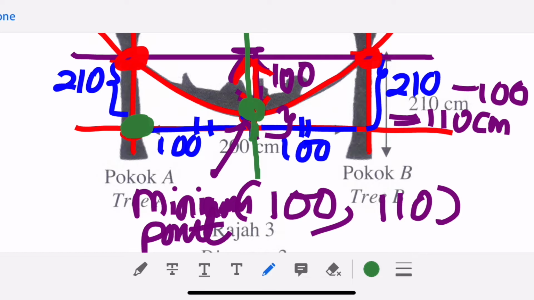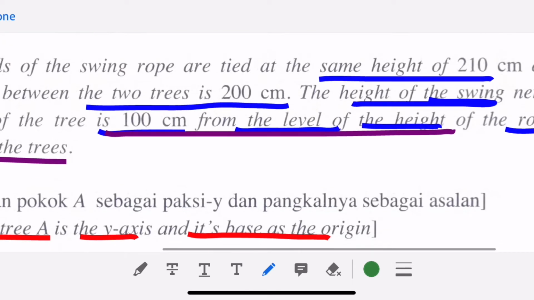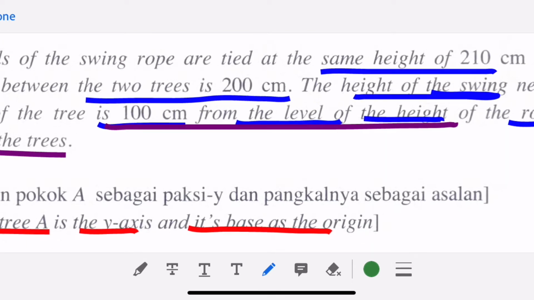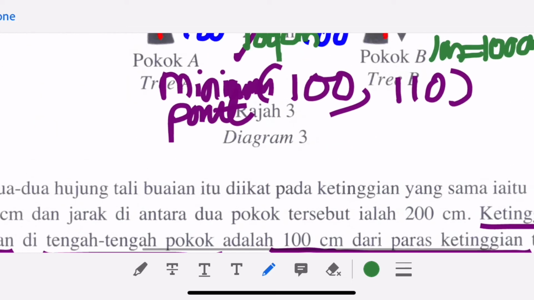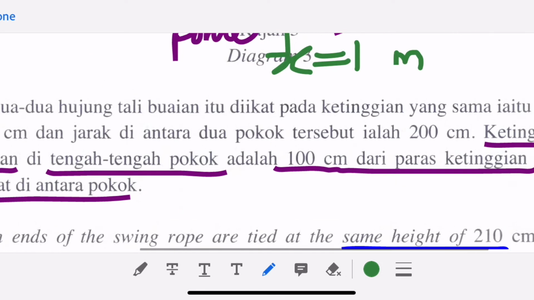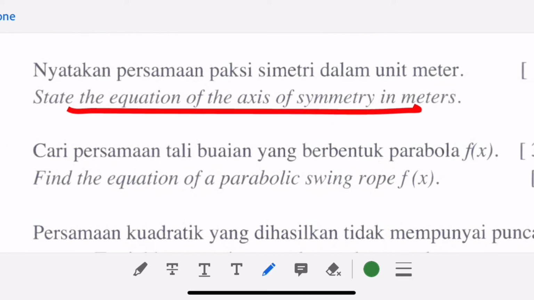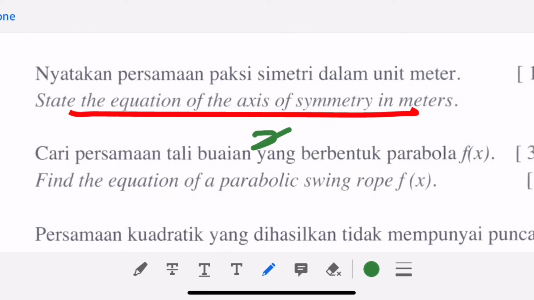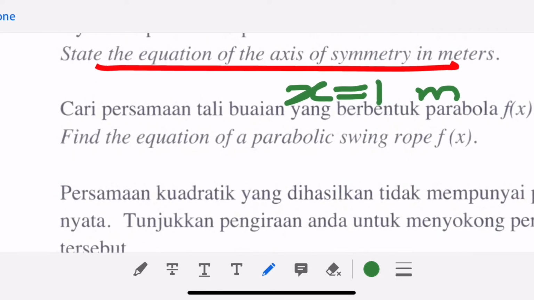So this is 100 centimeter, but the question wants 1 meter. So that means 1 meter is 100 centimeter, right? If you want to convert 100 centimeter to meter, it will be 1 meter, right? So that means the x here is x equal to 1 meter. So that will be the answer for the axis of symmetry in unit meter for the first question, part A.